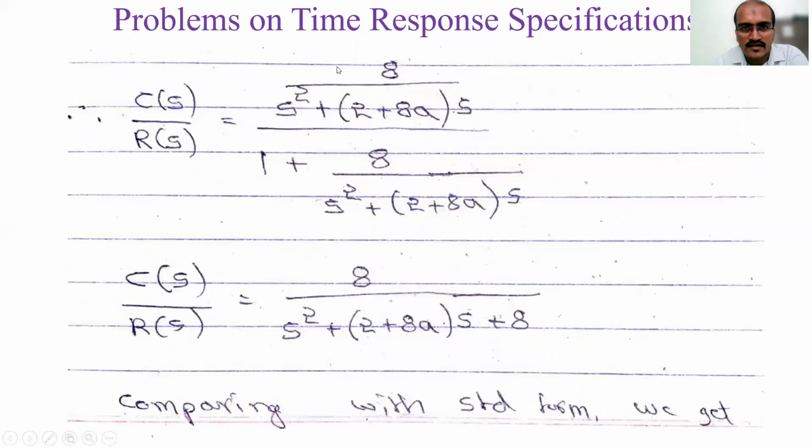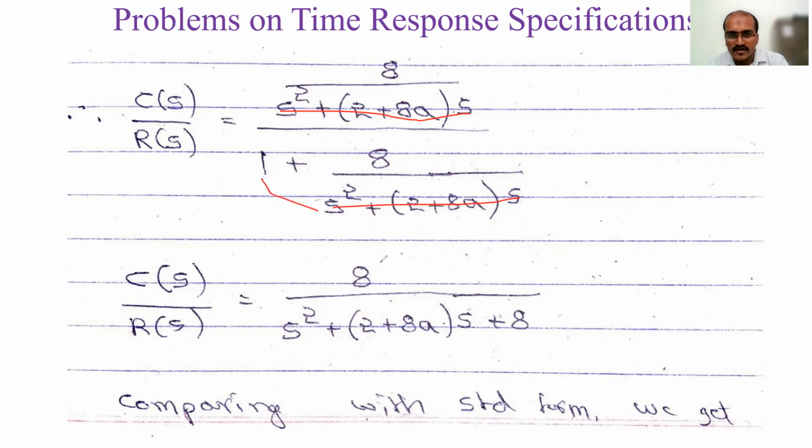Okay, so this is the thing what I have done. G of S is 8 divided by S square plus 2 plus 8A into S, divided by 1 plus 8 divided by S square plus 2 plus 8A into S into 1. H of S is 1, so that's why not considered. So now again take the LCM. So this denominator term will cancel out. Okay, S square plus 2 plus 8AS, S square plus 2 plus 8AS will cancel out, but this denominator term will multiply with 1. We'll write that.